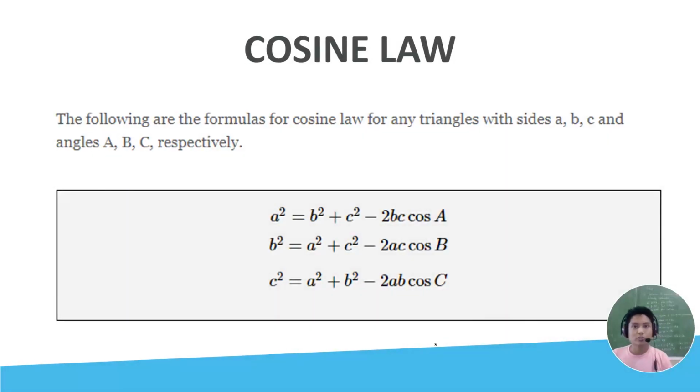How about cosine law? So here are the formulas for cosine law. Given the three sides and angle A, A squared equals B squared plus C squared minus 2BC cosine A. Given three sides and angle B, and three sides again and angle C. As you can see here, we have a pattern: the angle to be applied by the cosine function is the angle opposite to the side on the left hand side of the equation. Same here for B, angle B, and C, angle C.